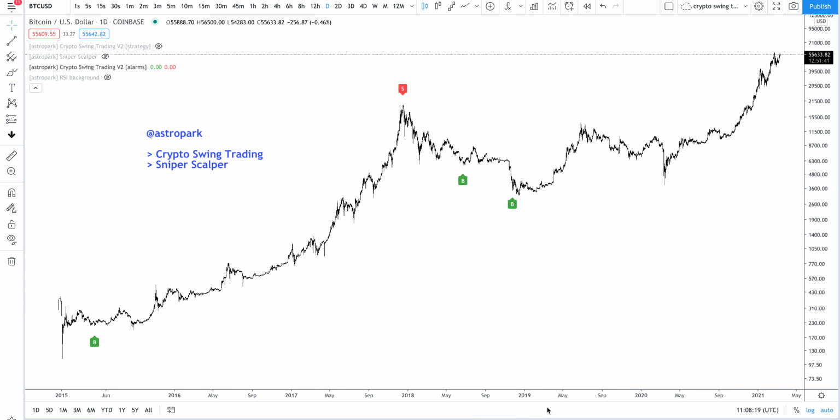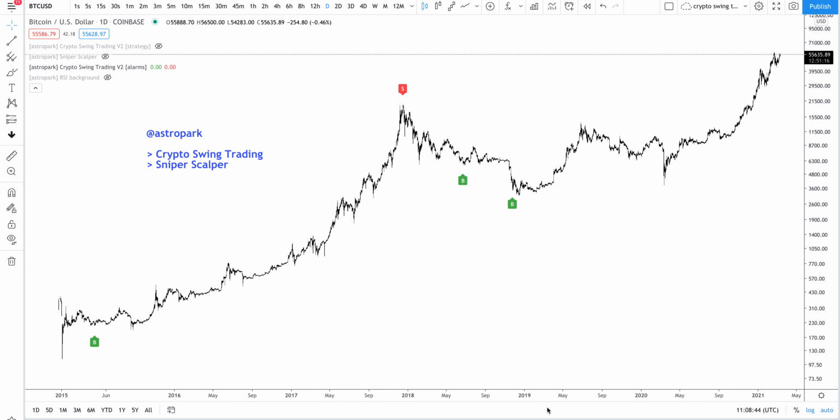This is Astro Park, and this is a logarithmic chart of Bitcoin on Coinbase. And the B and S labels you are seeing are the ones printed by my Crypto Swing Trading V2 indicator.